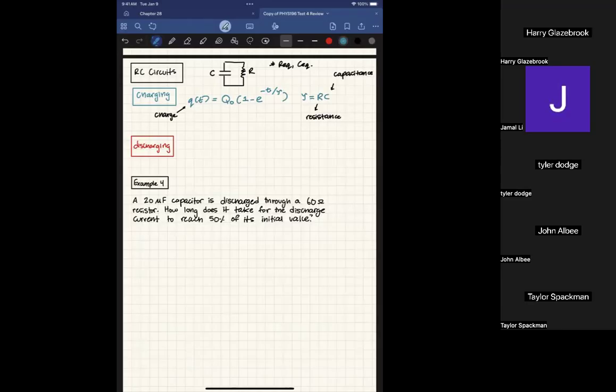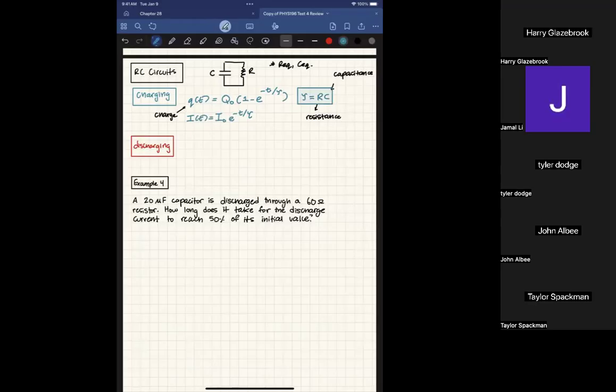For charging, the current is going to be I naught, which is just whatever initial current you have, e to the negative t over tau, where again, tau is just R times C. So for these problems, honestly, just put these equations on your sheet. Definitely note which ones are used for charging and which ones are used for discharging.